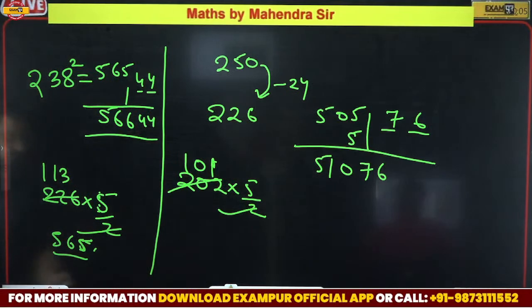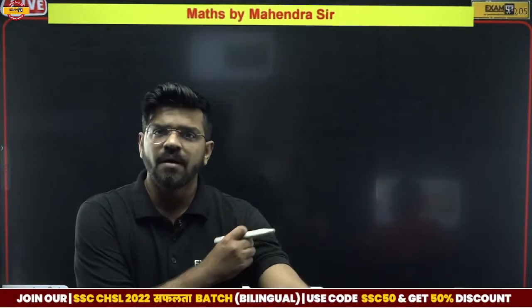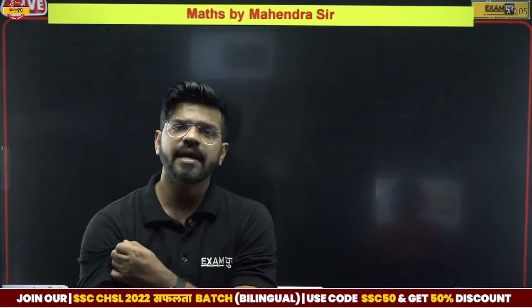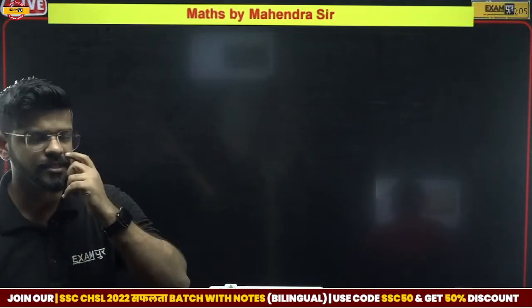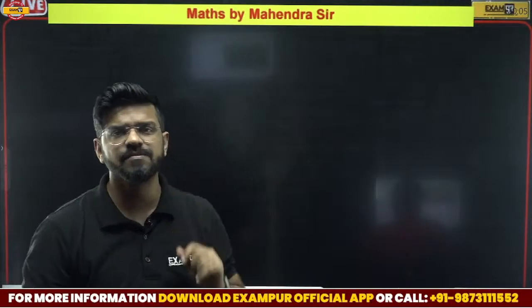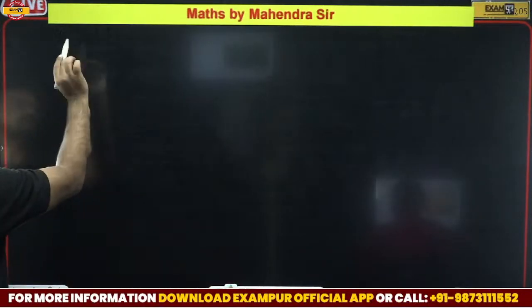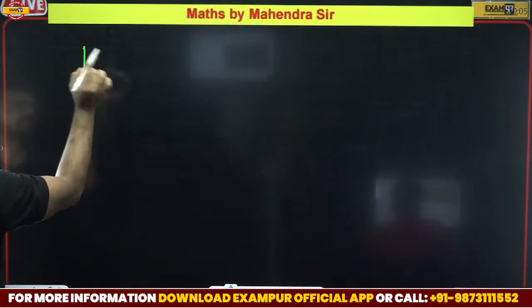Now I'm going to tell you a method by which you can calculate squares up to 12,000. This is by writing. This cannot be done in mind. Let me start with 2-digit numbers.